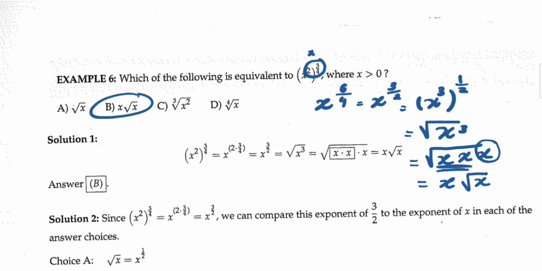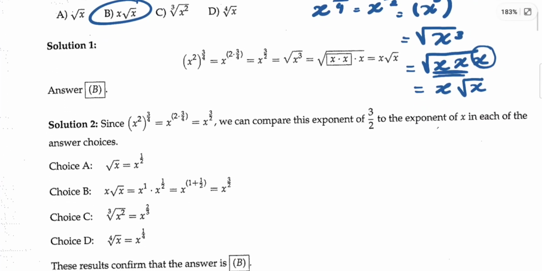Do we have another way? Yes, we have another way. You have to pack them. What is root x? Root x is x to the power half. Is this x to the power 3 over 2? No, so it's not the right answer. What about x root x? At the beginning, x to the power 1, and root x is x to the power half. So keep the base and add the powers: 1 plus half, so 3 over 2. Yeah, this is the right answer.